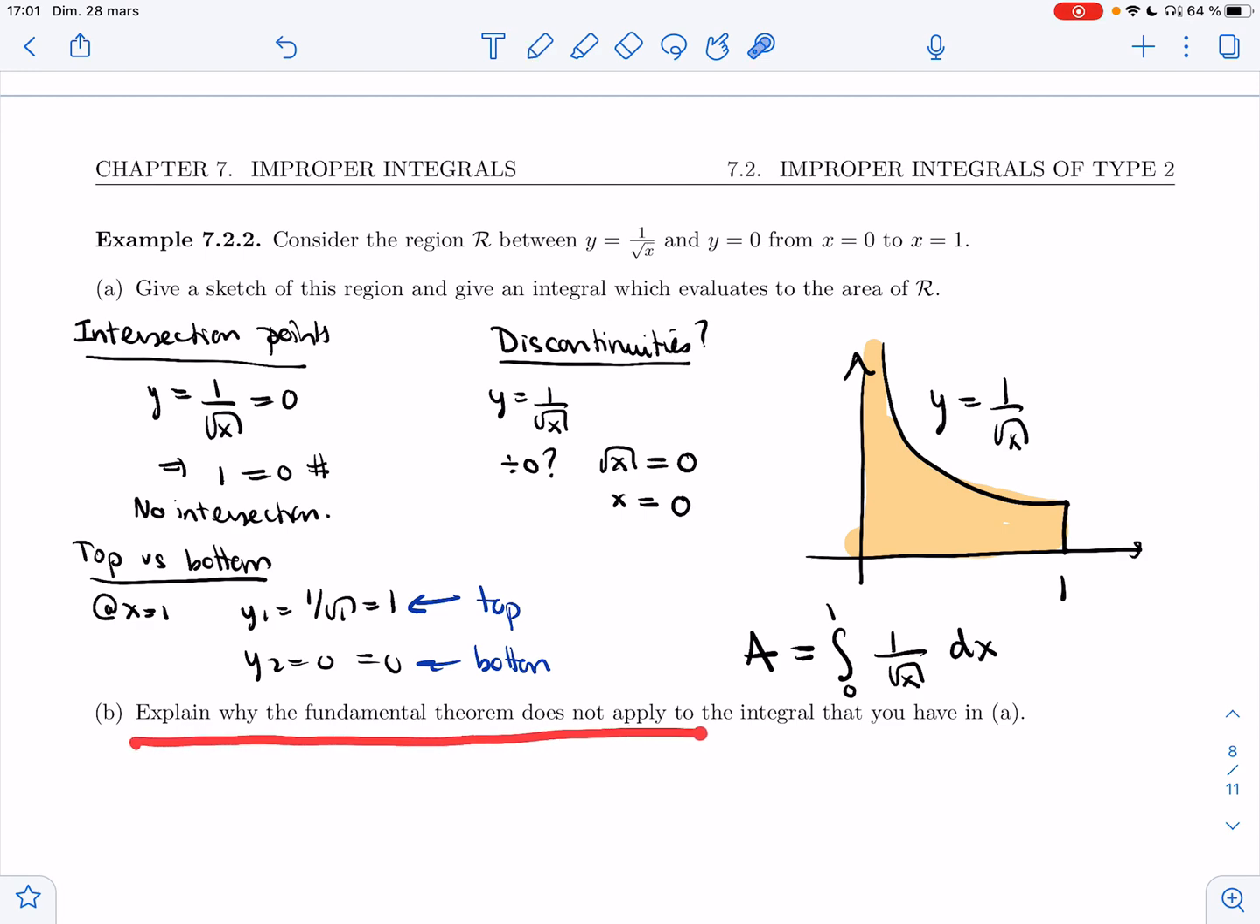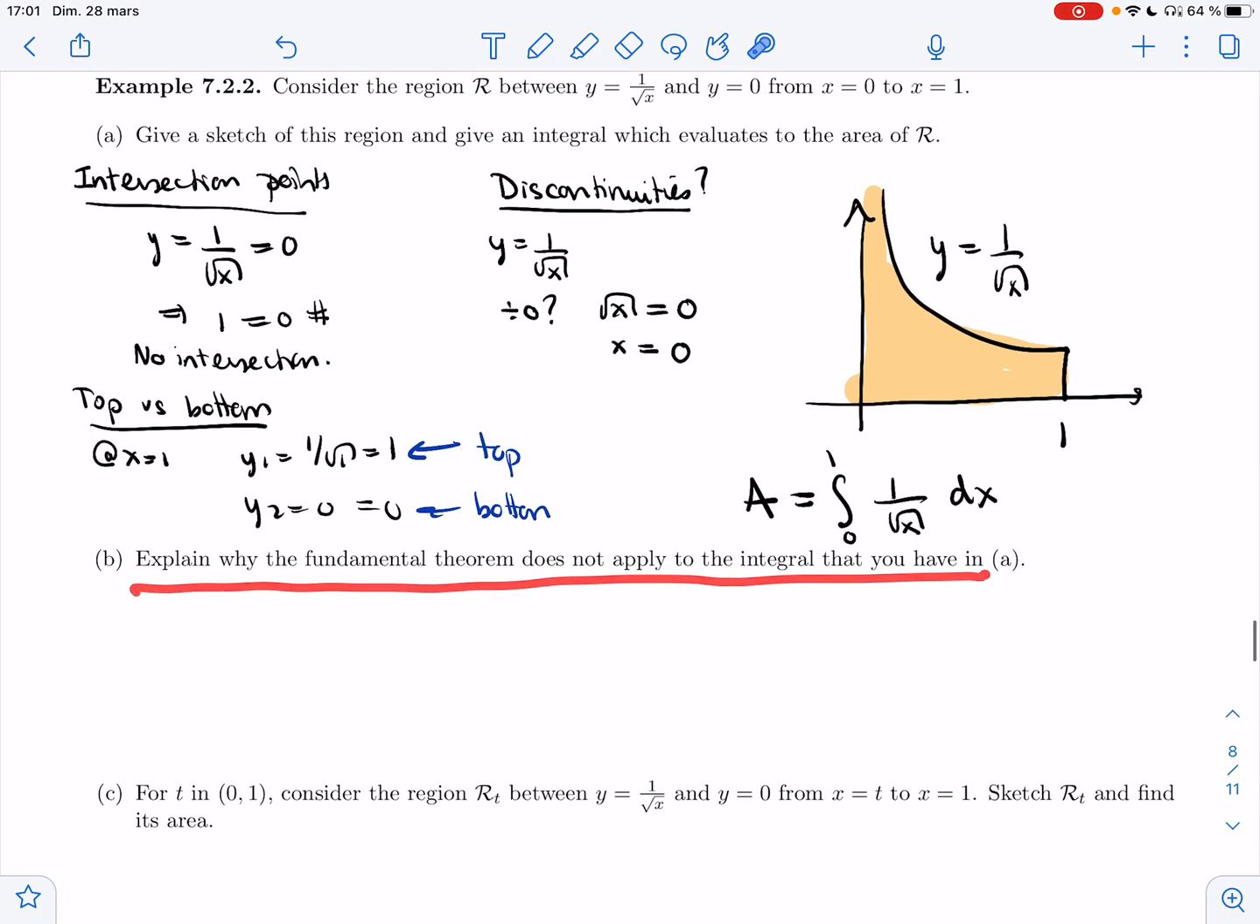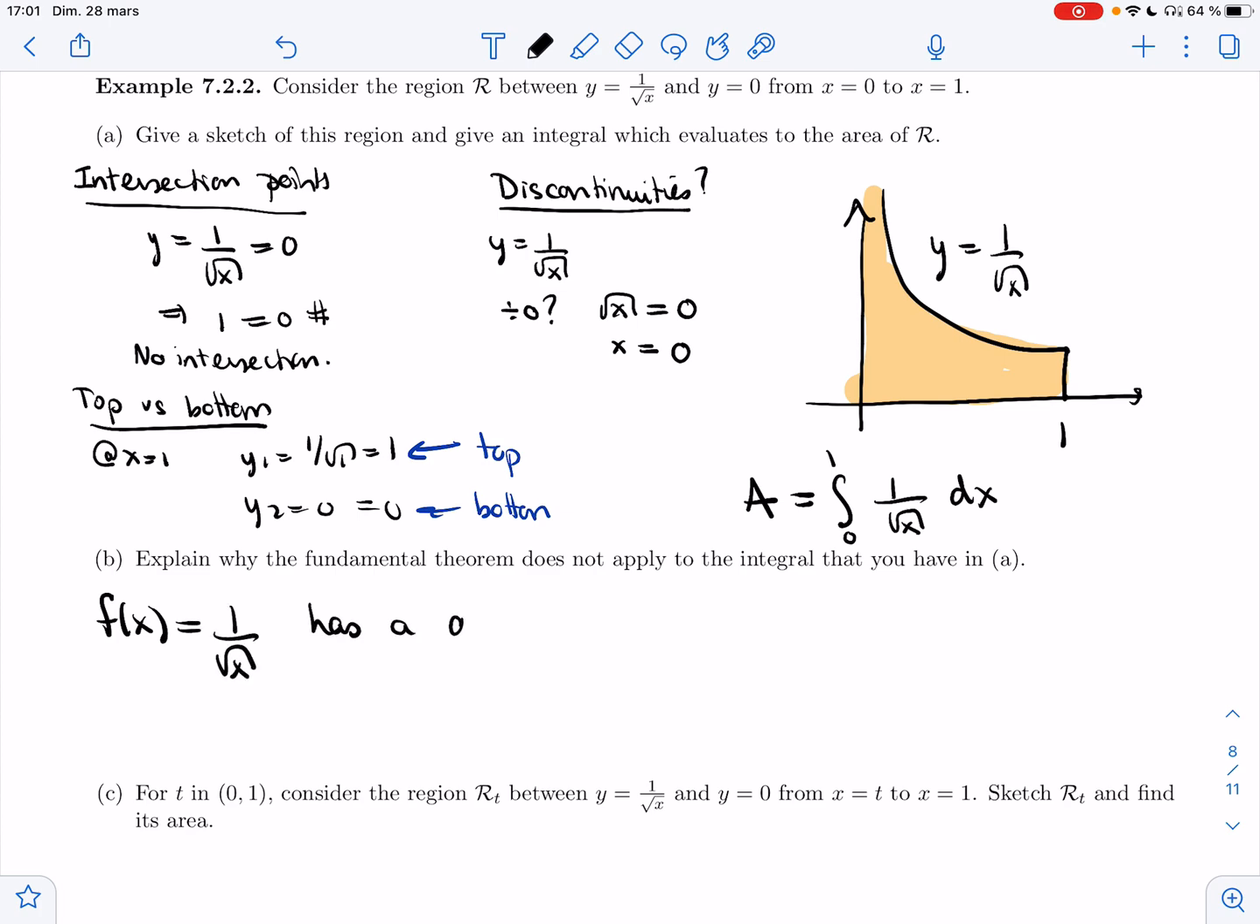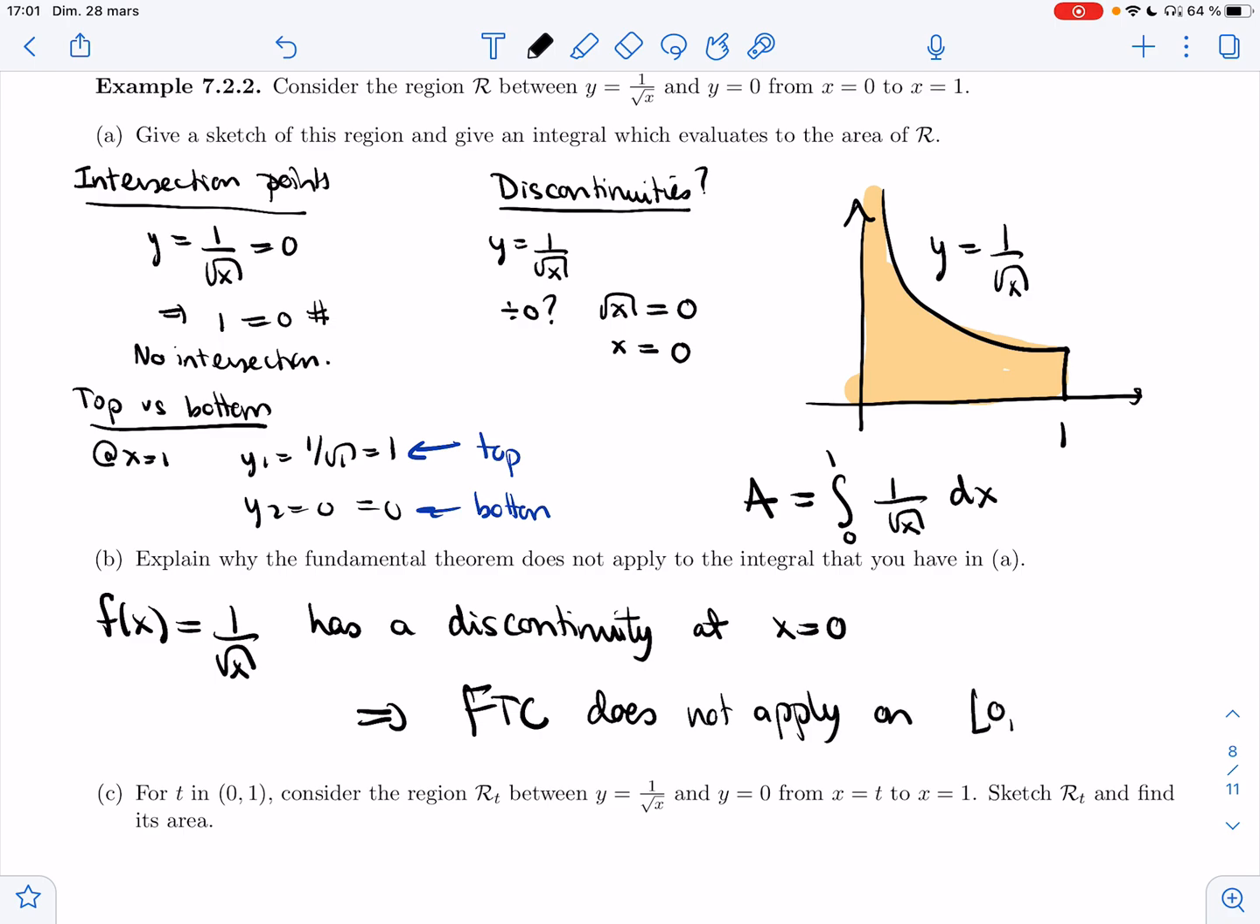Explain why the fundamental theorem does not apply to this integral. This function has a discontinuity at x equals 0, and so FTC does not apply on [0, 1]. All right, so as long as your discontinuity is in your interval on which you're trying to integrate, then you cannot use FTC.